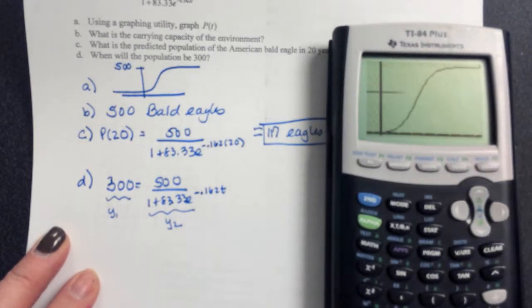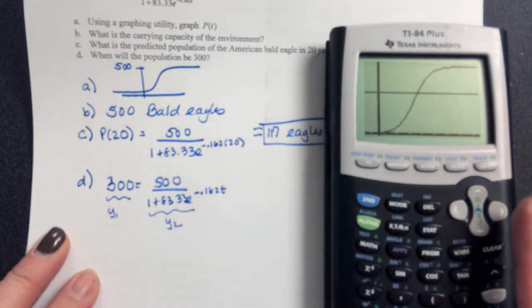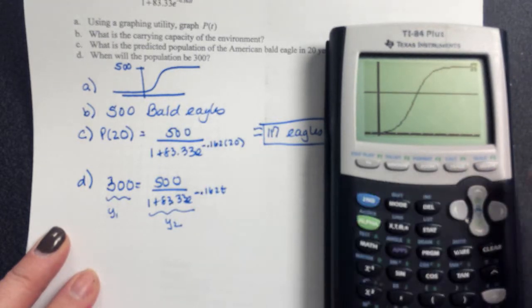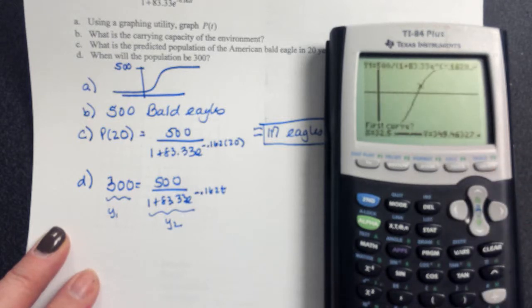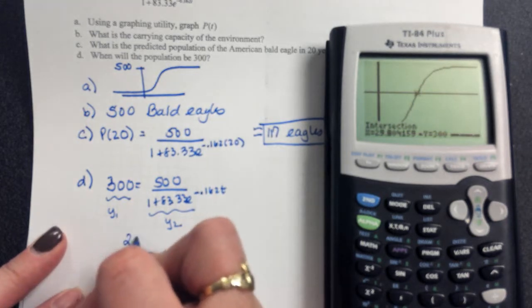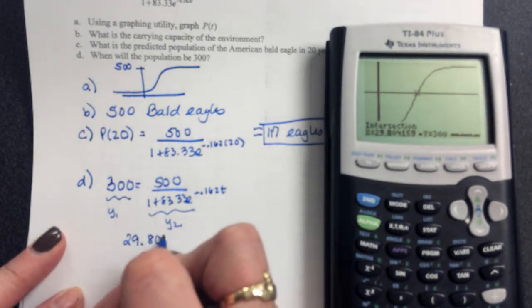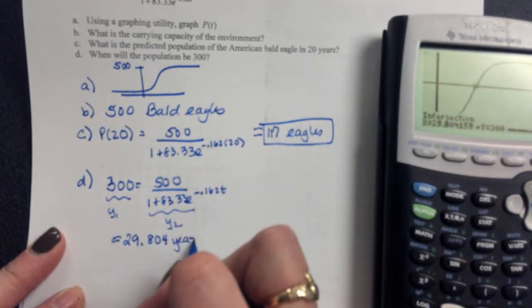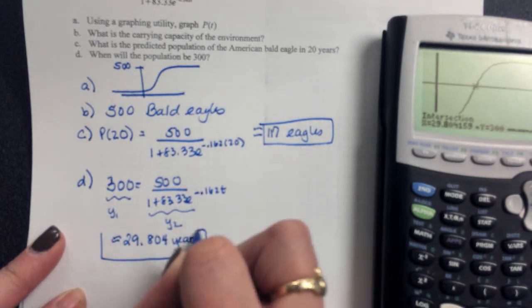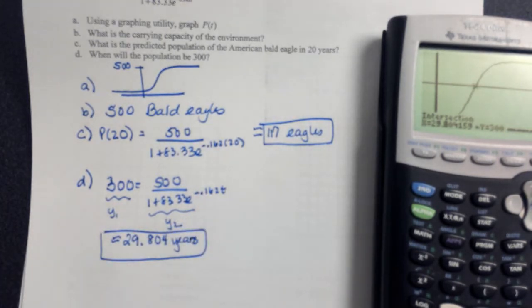So then when I hit graph, I can now find the point of intersection by going under second trace, option 5 intersect. So at about 29.804, and my units are years. So 29.804 years for that population to reach 300. Okay? Any questions about what a logistic model is? All right?